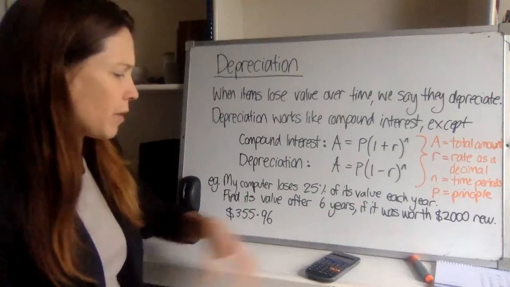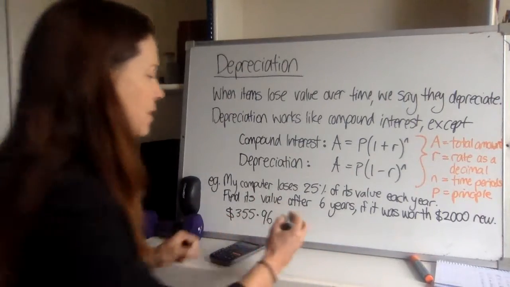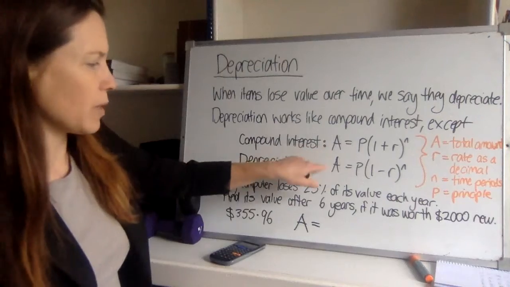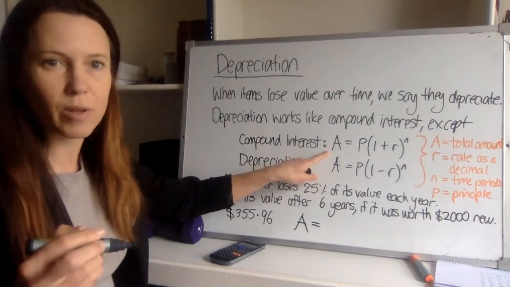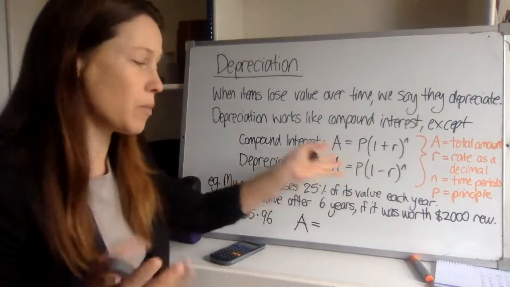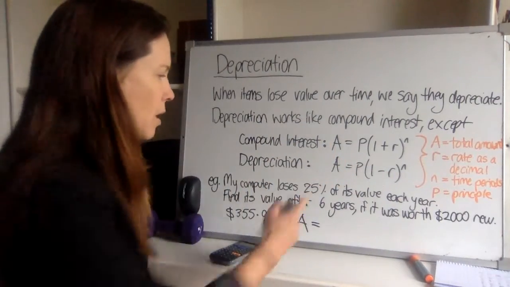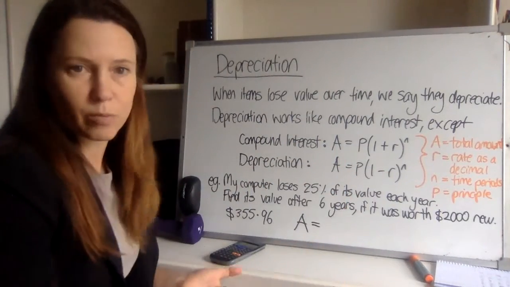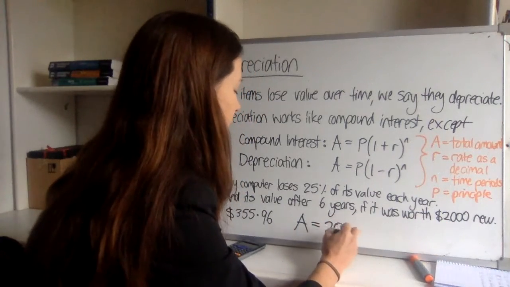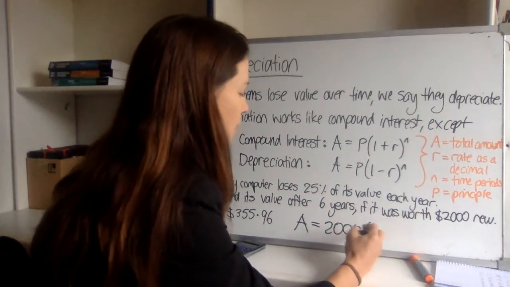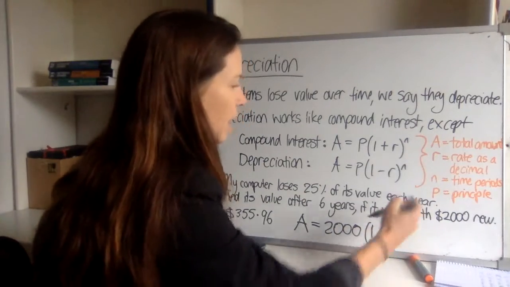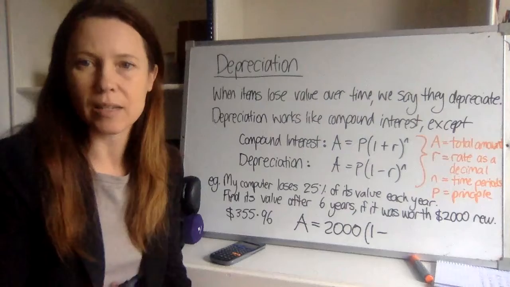Now let's use the formula and check that we get the same answer. So the total amount it would be worth, and remember these formulas give us the total amount that we'll have at the end. So we don't have to add or subtract anything. This formula really just spits out the answer. Now the principal is the amount that it was worth in the beginning. So in this case, that's $2,000. Then we multiply by 1 minus the rate.